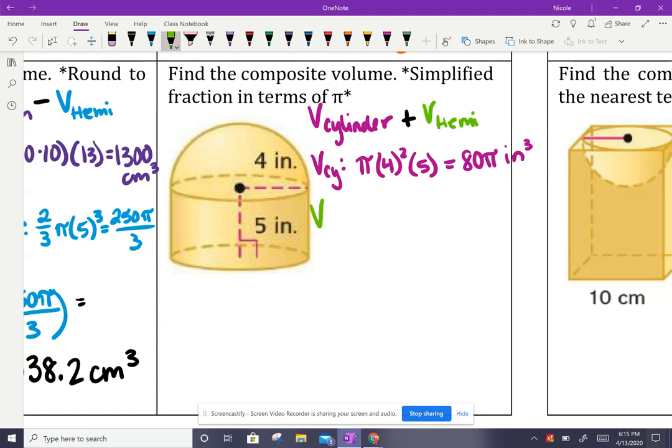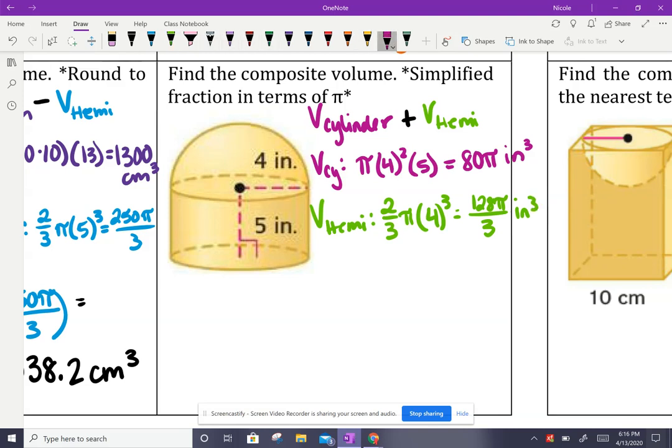And then I take the volume of my hemisphere, which is 2/3 pi times 4 cubed. 4 cubed is 64, times 2 and then divided by 3. We'll just leave this as a nice pretty fraction, 128 pi over 3 inches cubed.